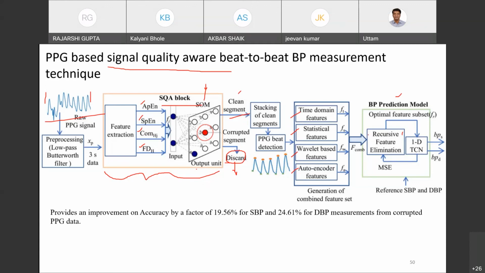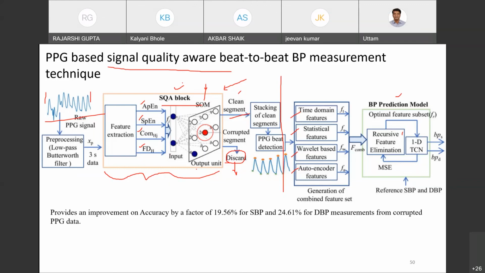But the beauty of the thing is that till now, most of the researchers did not provide any attention to this SQA block. So whatever research is available on beat to beat blood pressure measurement using PPG, only the good quality segments of the PPG were considered by the researchers. This is good, but in real-time measurements, you never know what is a good quality pulse and what is a bad quality pulse.